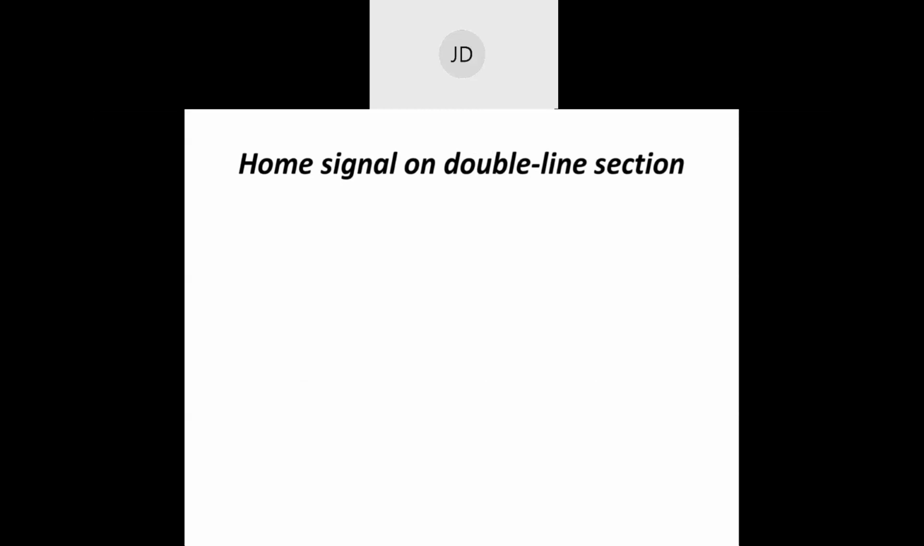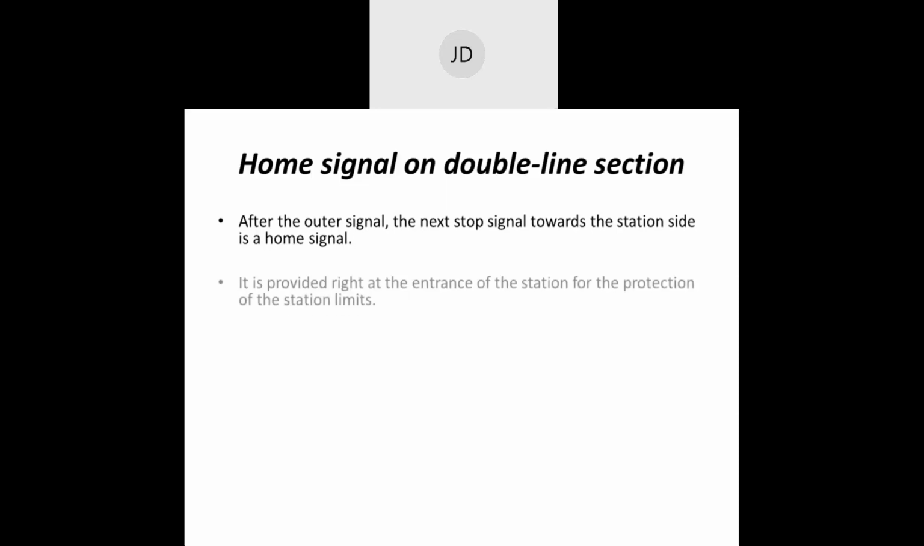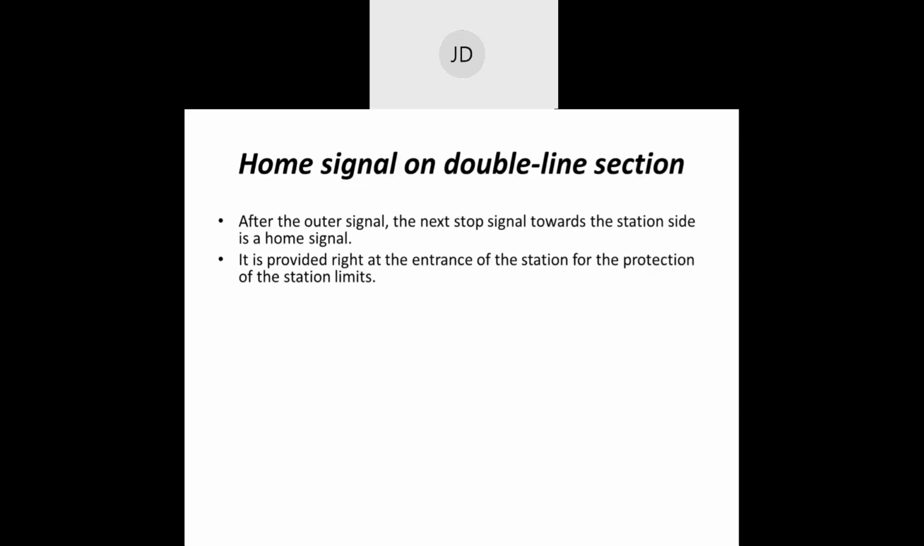But this home signal is also kind of a stop signal. After the outer signal, the next stop signal towards the station side is your home signal. It is provided right at the entrance of the station for the protection of the railway station limit.